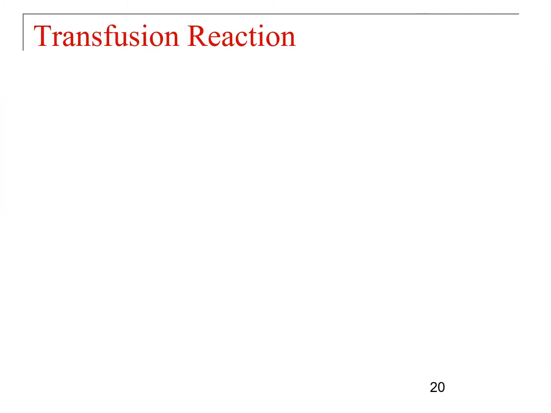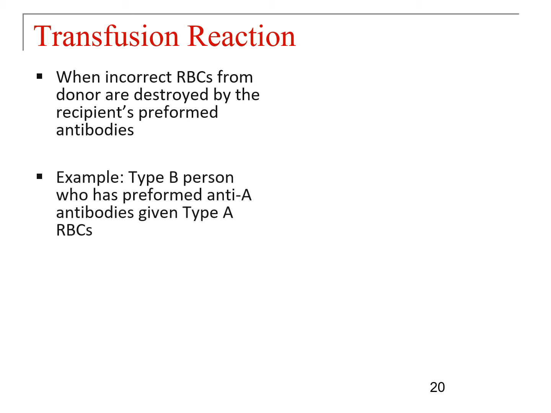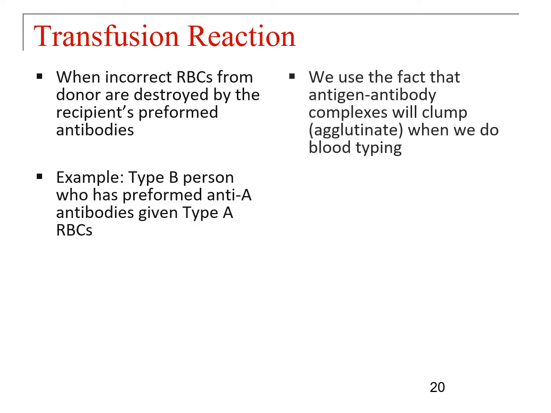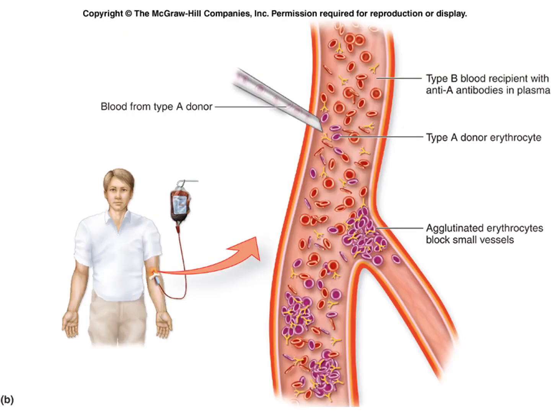So all of this is basically a transfusion reaction, when incorrect red blood cells from the donor get destroyed by the antibodies of the recipient. And so again, a type B person has anti-A antibodies. So if you give them type A red blood cells, you're going to get agglutination. So we use this agglutination in order to do blood typing because we definitely would rather have this reaction occurring on a slide or in a well outside the body rather than inside the body.